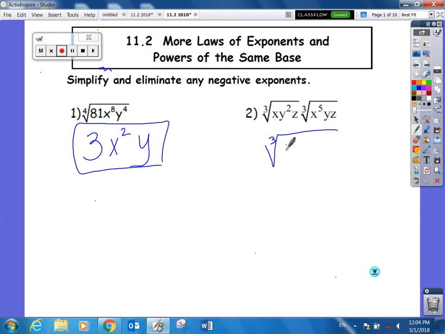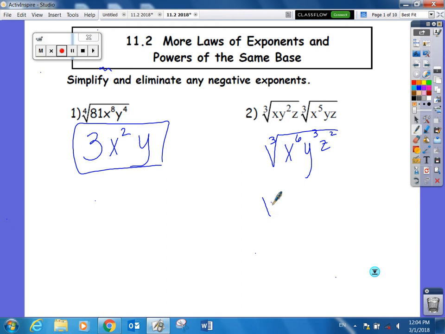So x times x to the fifth is x to the sixth. Y squared and y is y to the third. Z and z is z squared. So now, in my opinion, it's a much easier problem to simplify than having a bunch of stuff you have to try to combine together. So now we just do like we did on number 1.